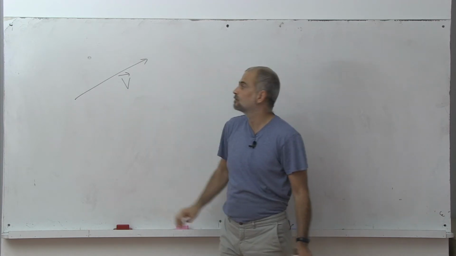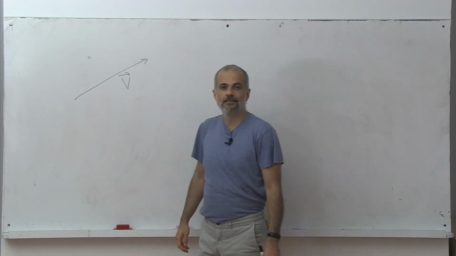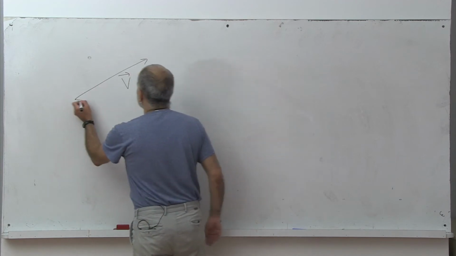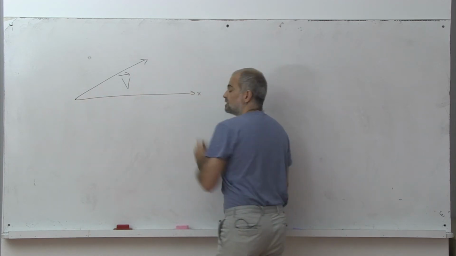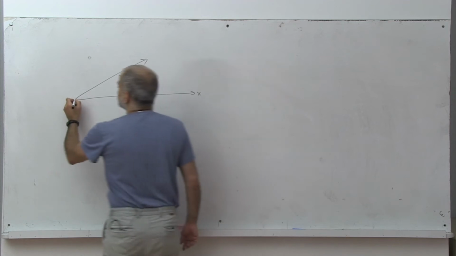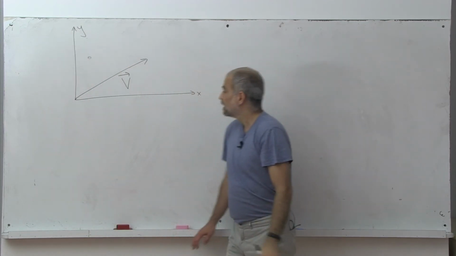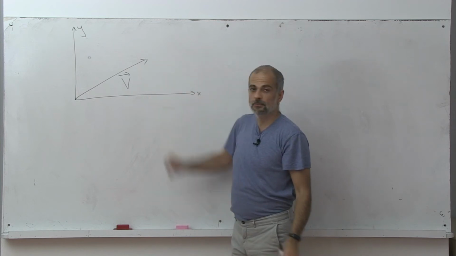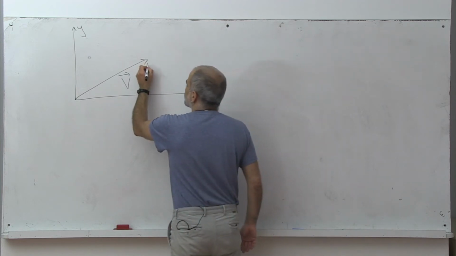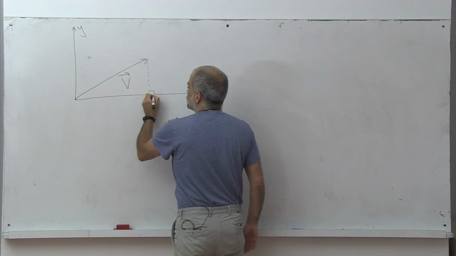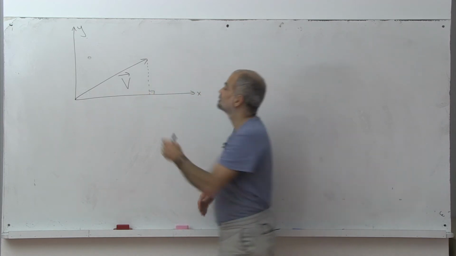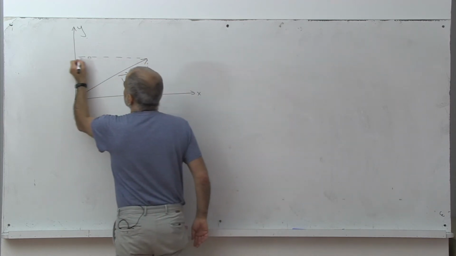To see how we can do that, let's just choose two axes. One in the horizontal direction, let's call that the x-axis, and one in the vertical direction, let's call that the y-axis. And then from the tip of this vector, I will draw perpendicular lines to the horizontal axis and also to the vertical axis.